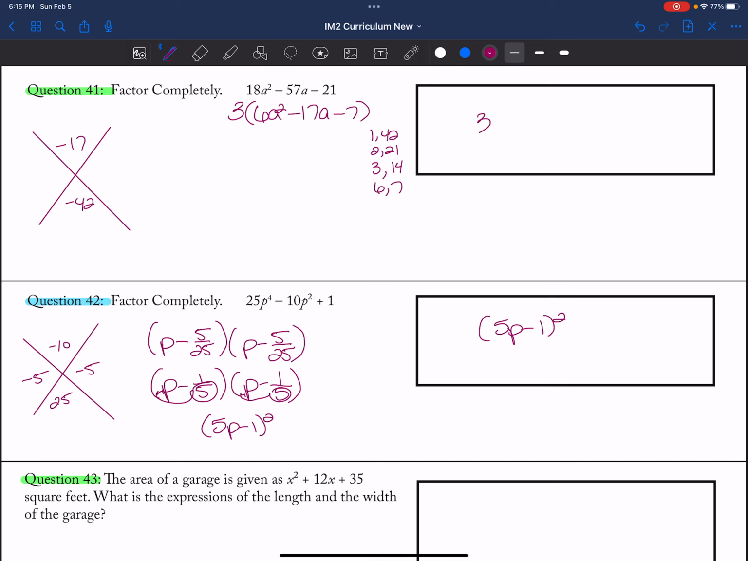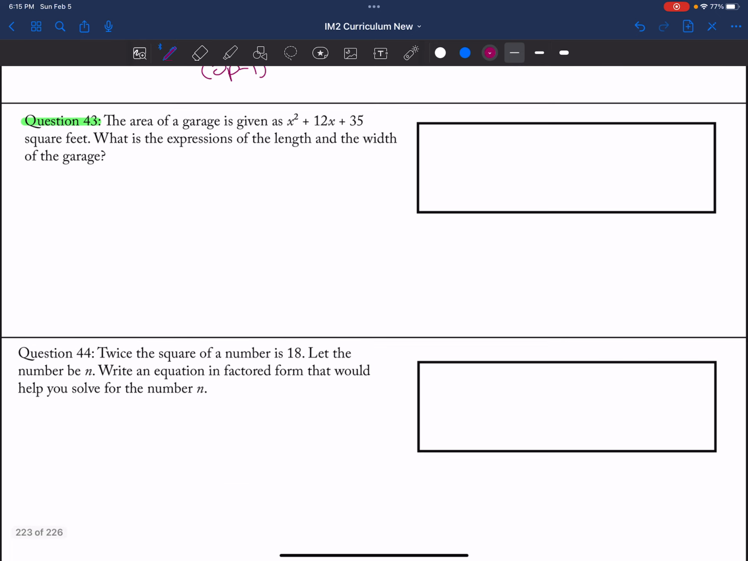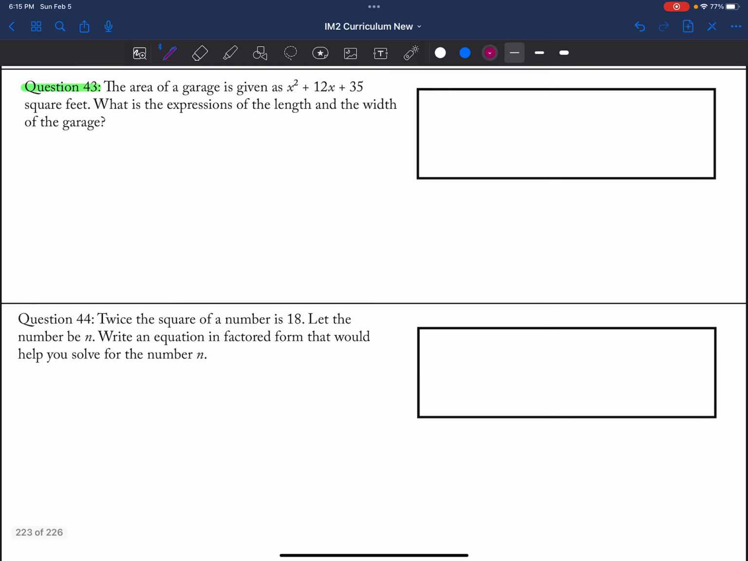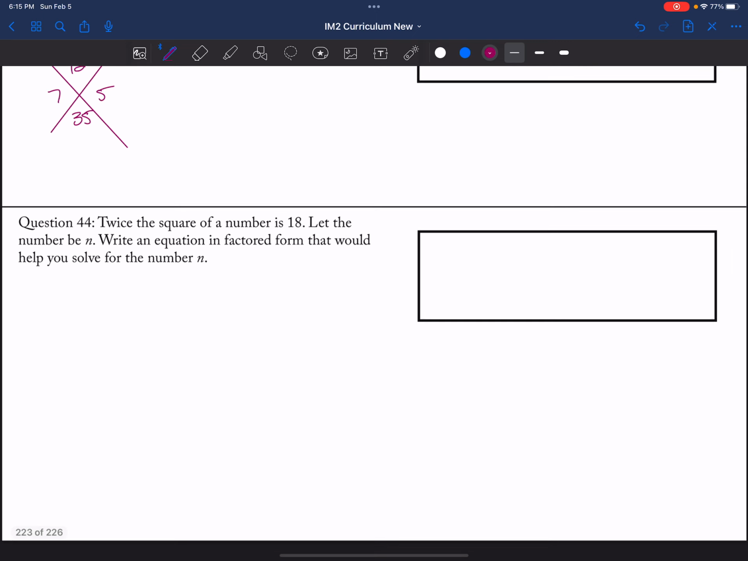So this is 6a squared minus 17a minus 7. Okay, so I could just factor out our greatest common factor. Length and width, so I have 12 and 35, so then 7 and 5. So then x plus 7 and x plus 5 are your expressions for the length and the width.